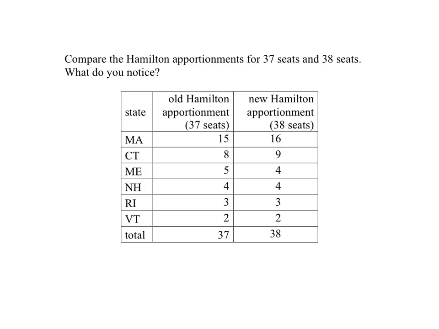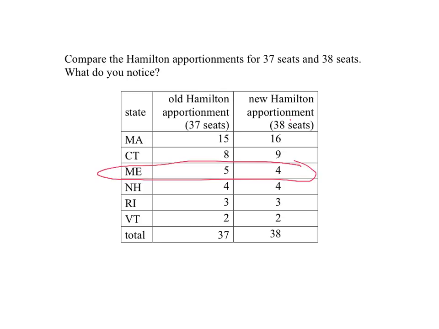We were comparing the Hamilton apportionments for 37 seats and 38 seats in our latest version of our favorite recurring example, and what do we notice? We notice that Massachusetts gains a seat, Connecticut gains a seat, and Maine loses a seat. Oh my, that is very astonishing. Right, that is bizarre. That doesn't seem to make any sense.